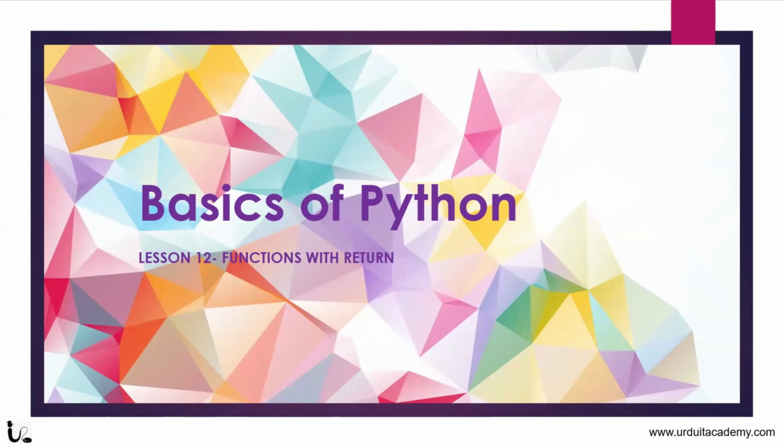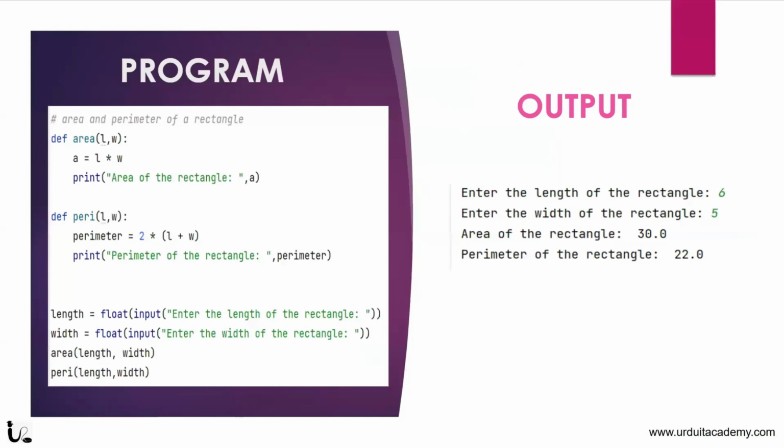Today we are going to learn about function with return statement. Before that, let's see the previous class assignment question. The first question is to create a program to find the area and perimeter of a rectangle, and you have to use two functions, area and perimeter.